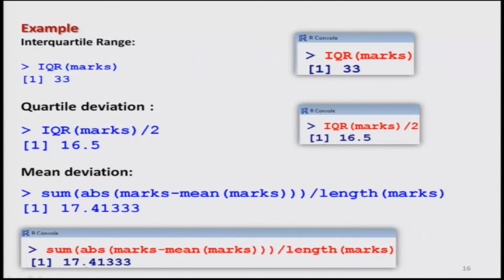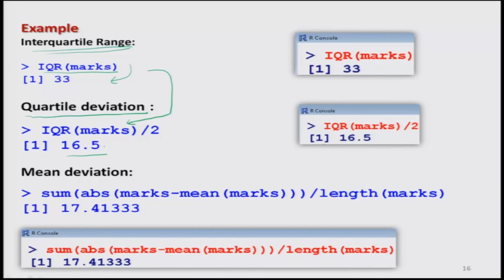Now, we compute the interquartile range. We know that the function for the interquartile range is simply IQR in capital letters, with the data vector marks, and as soon as you enter it you get the value 33. And similarly, if you want to compute the quartile deviation, you simply divide the interquartile range you have obtained by 2, and you get the value 16.5.